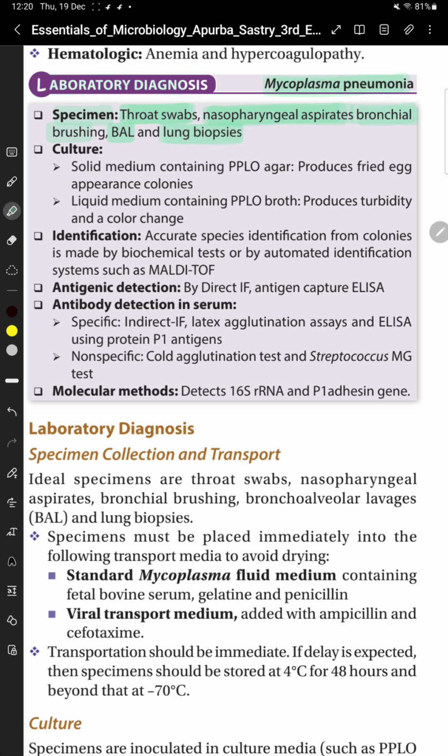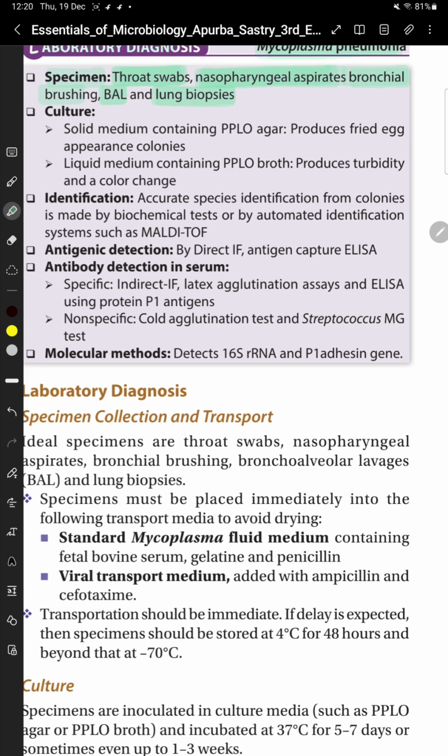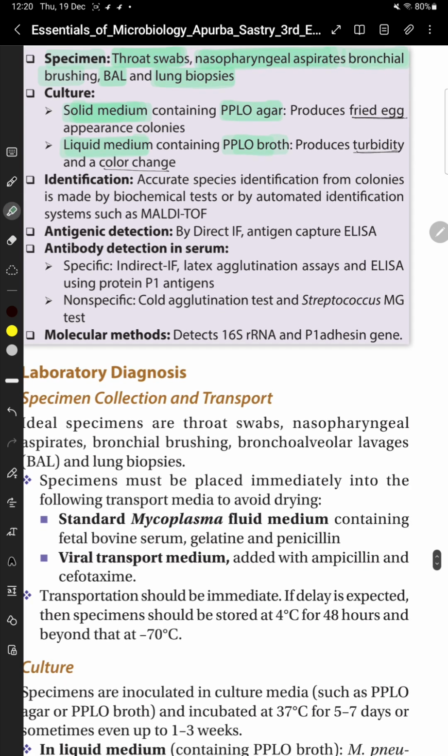The culture can be done on solid medium containing PPLO agar or liquid medium containing PPLO broth. The solid medium containing PPLO agar will have fried egg appearance colonies, and the liquid medium containing PPLO broth will produce turbidity and a color change. So for culture we have solid medium containing PPLO agar which will produce fried egg appearance colonies, liquid medium containing PPLO broth will produce turbidity and a change in color.